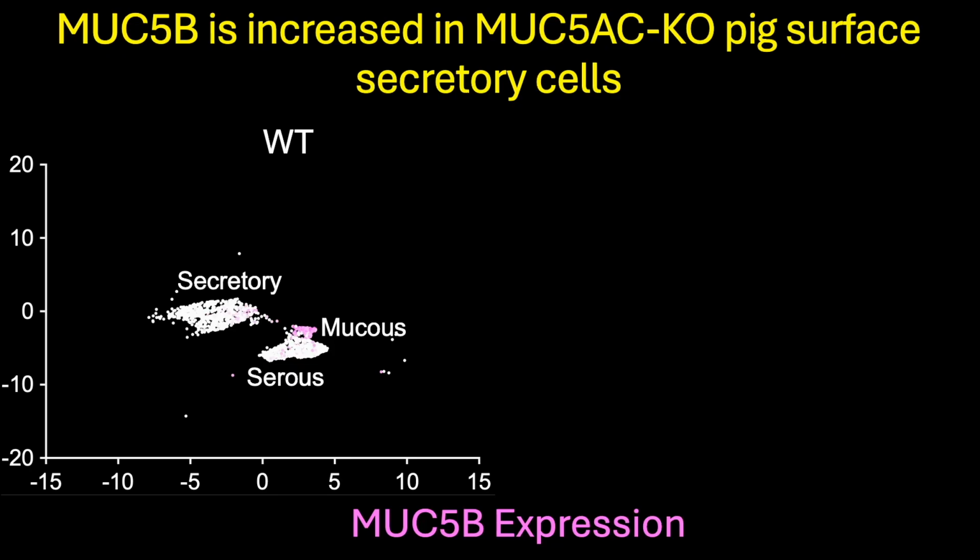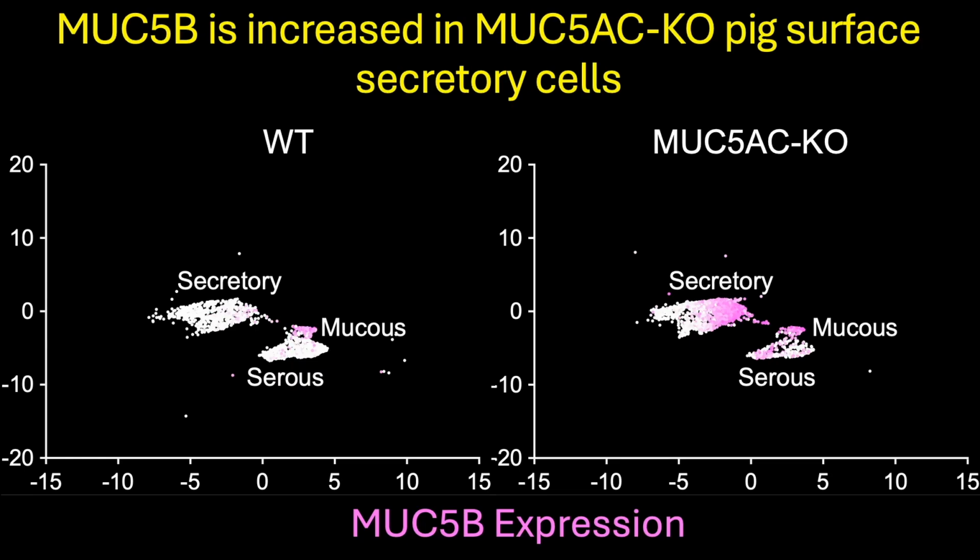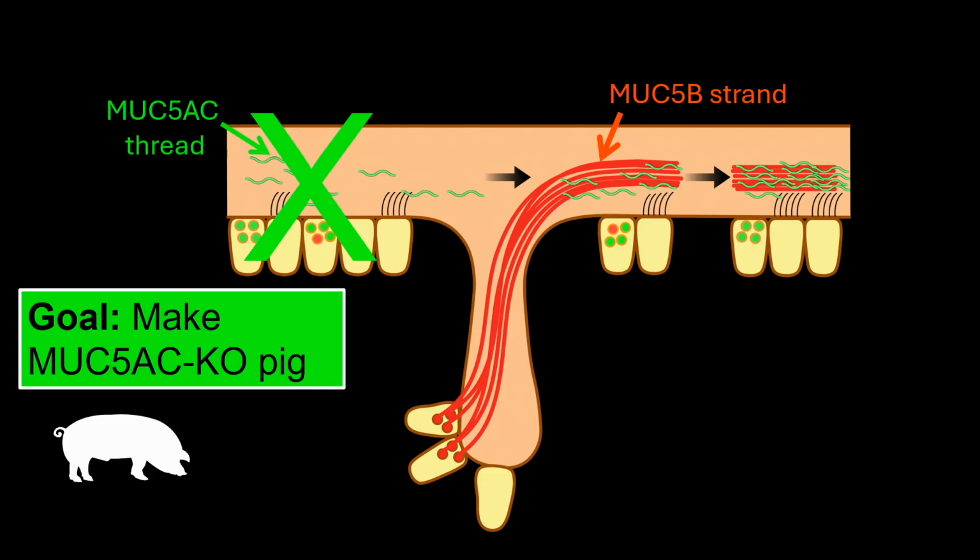If we look specifically at MUC5B expression, shown in purple here, we can see MUC5B in a wild-type pig is enriched in mucus cells of the submucosal gland, which is consistent with our immunofluorescence staining. In our MUC5AC knockout pig, we see a marked increase of MUC5B positivity within specifically secretory cells of the surface airway epithelium.